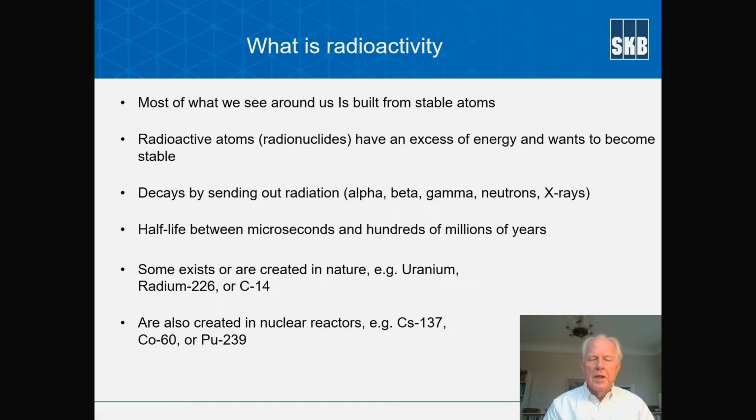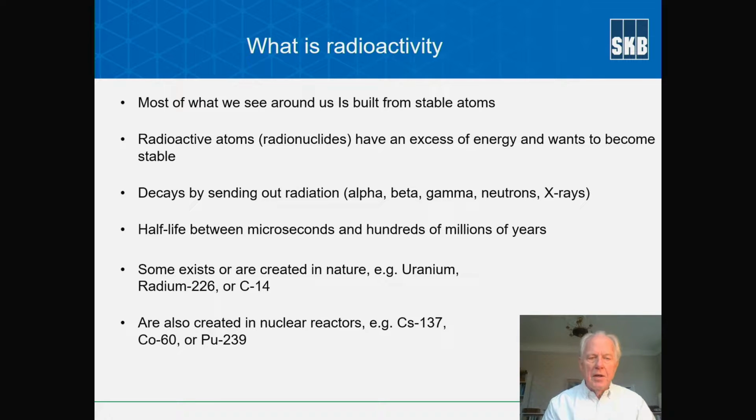I will start by talking about what is radioactivity and where does it come from. When you look around, most of what you see around us is built from stable atoms. The oxygen we breathe, the carbon we eat, etc. The radioactive atoms, the radionuclides as we call them, have an excess of energy and want to become stable. They decay by sending out radiation, which could be harmful for human beings. They do that with what is called a half-life, that is, how long time it takes for half of the radionuclides to disappear. And this half-life could be between microseconds and hundreds of millions of years.